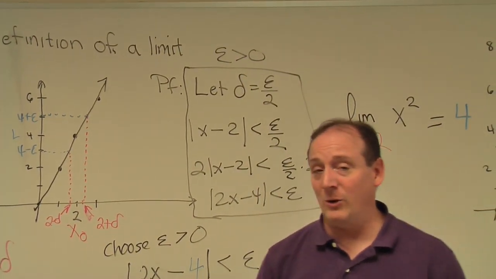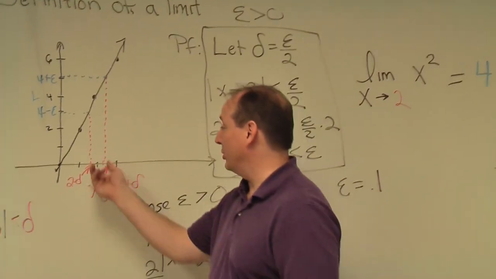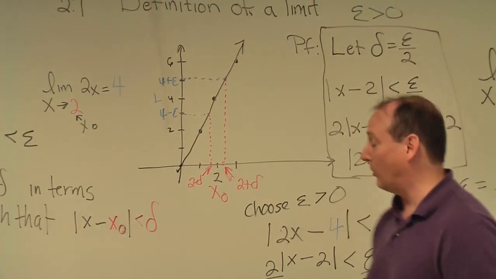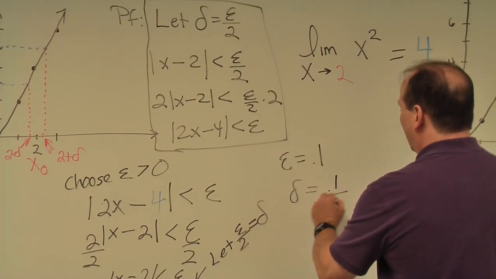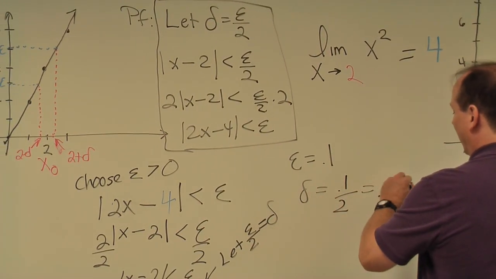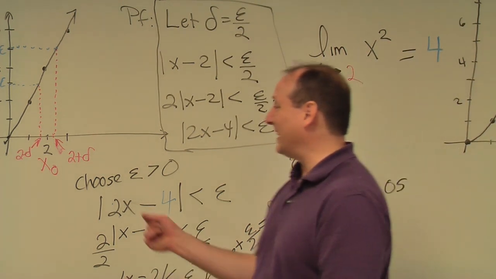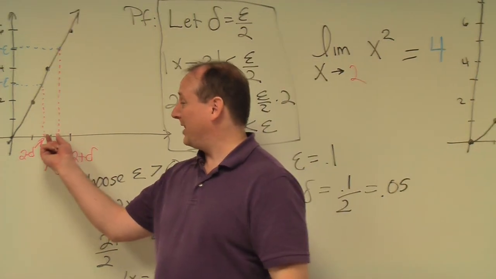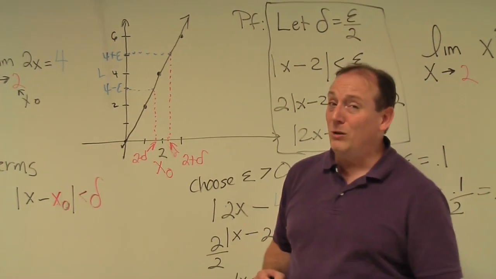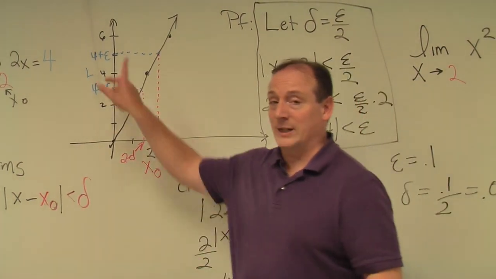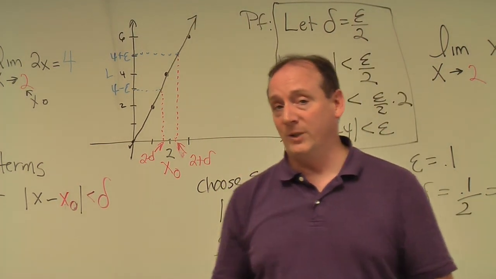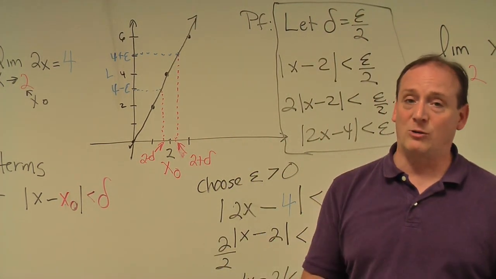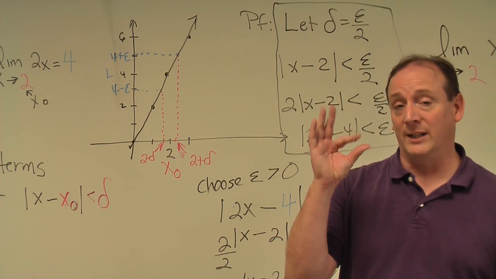My answer to you, how close do I need to be to 2 to get that close to 4? My answer is delta would equal 0.1 divided by 2, or 0.05. So what I'm saying there is if you're within 0.05 of 2, you're going to get within 1/10 of 4. And if you want to get closer, I can still give you a number forever, how close you want to get to 4.